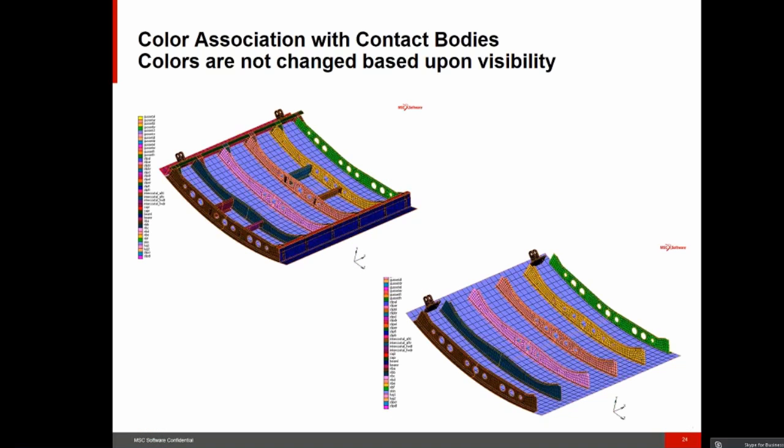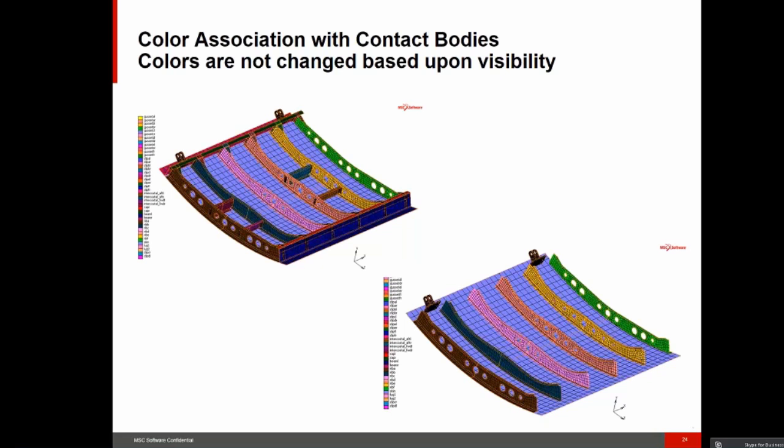Of course, contact is very, very important for all of our users. In March 2017, we really did three things, but I'm going to talk about two of them. One has to do with ease of use. The ease of use enhancement in March 2017 is that we have tied the colors that you see associated with bodies to the actual body.